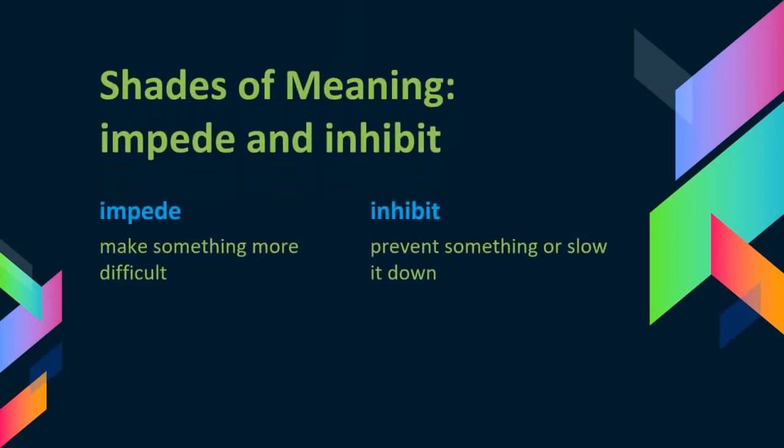And now let's look at our shades of meaning words for this lesson, impede and inhibit. These are really synonyms, but there is a slight shade of meaning between the two of them, where impede means more to make something more difficult, and inhibit has more of a sense of preventing something or slowing it down.